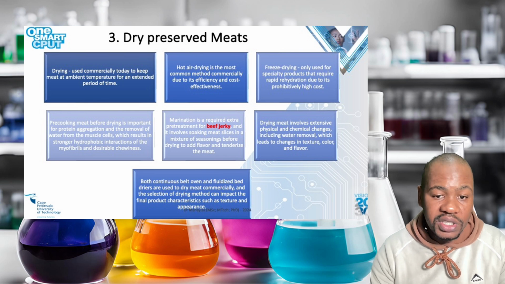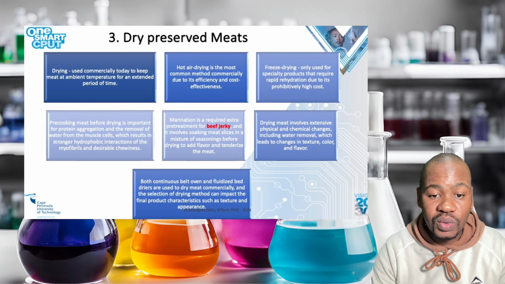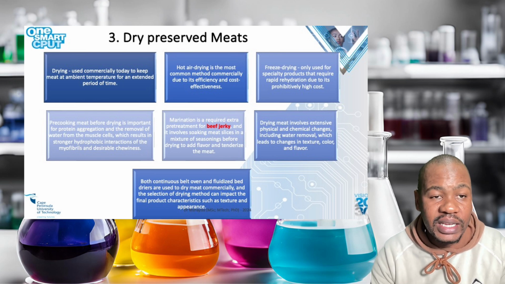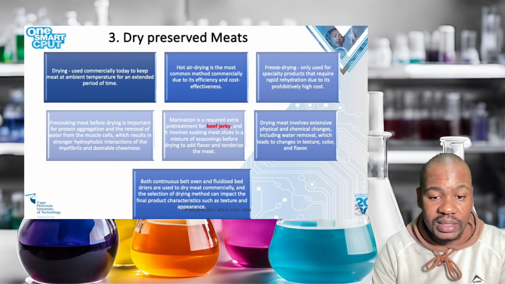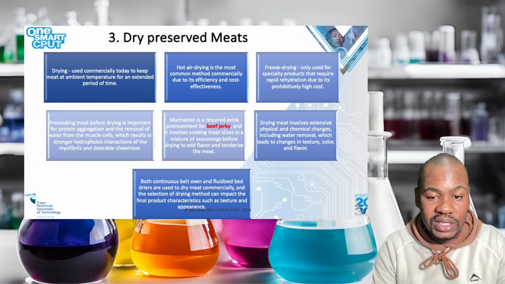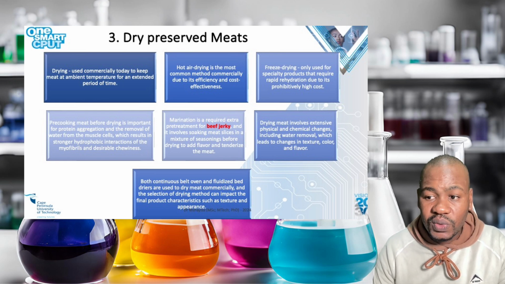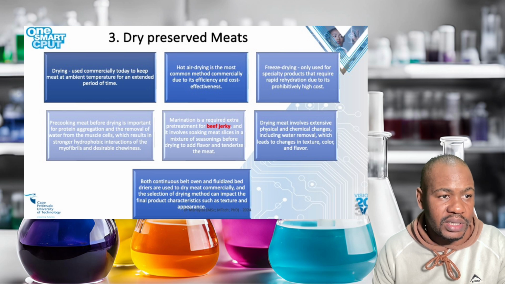Both continuous belt oven and fluidized bed dryers are used to dry the meat commercially, and the selection of the drying technique, as we always say in this class, can impact the final product characteristics such as the texture and the appearance. Right, so this is what I just wanted to cover in short in this video.